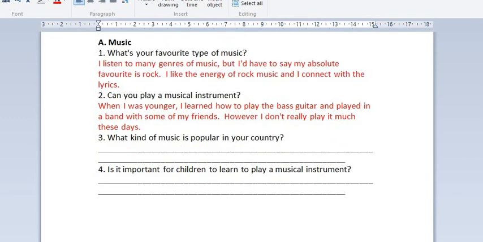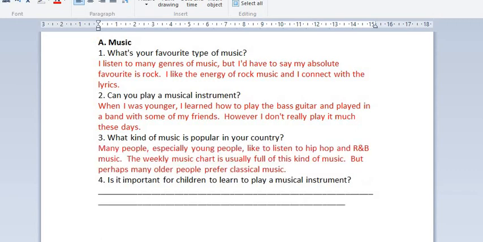The next question says, what kind of music is popular in your country? So I said, many people, especially young people, like to listen to hip-hop and R&B music. The weekly music chart is usually full of this kind of music, but perhaps many older people prefer classical music. So for this answer, I'm thinking about it from different people's points of view. I'm not entirely sure what the most popular type of music is in the UK, but I'm having a guess. I'm using the weekly music chart as evidence for my opinion.